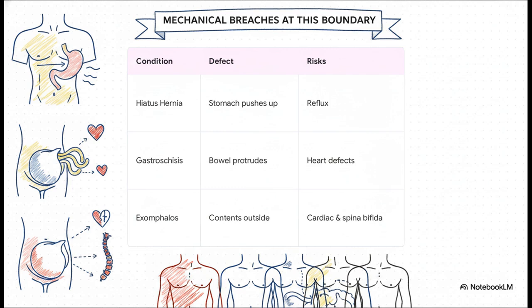And even more severe is exomphalos, where abdominal contents sit completely outside the body inside a 3-layer membrane. The surgical challenge here isn't just fixing the abdomen. Trying to fit those contents back into a small cavity can acutely compromise venous return to the heart and restrict lung ventilation. Plus, exomphalos carries a notoriously high association with other cardiac defects and spina bifida.